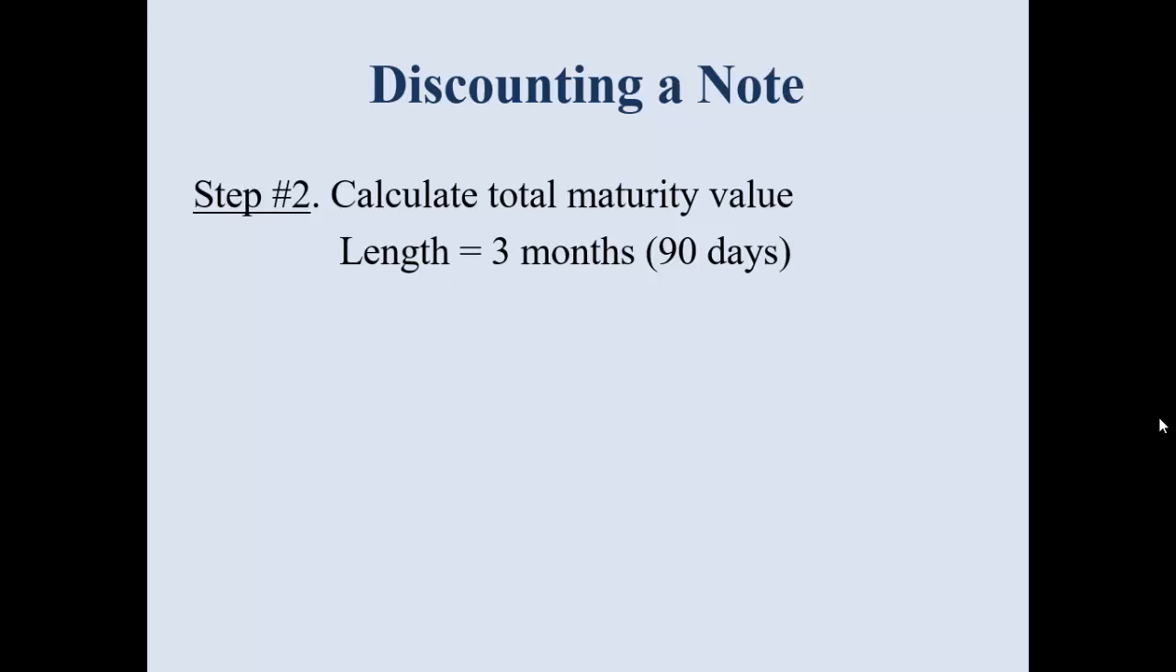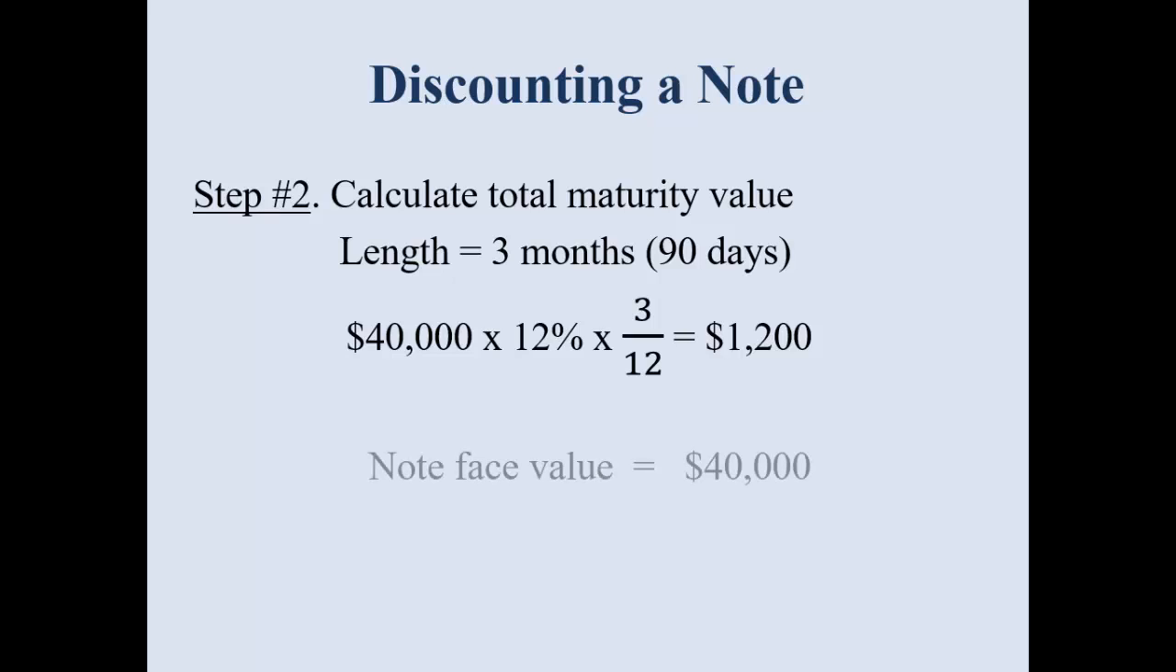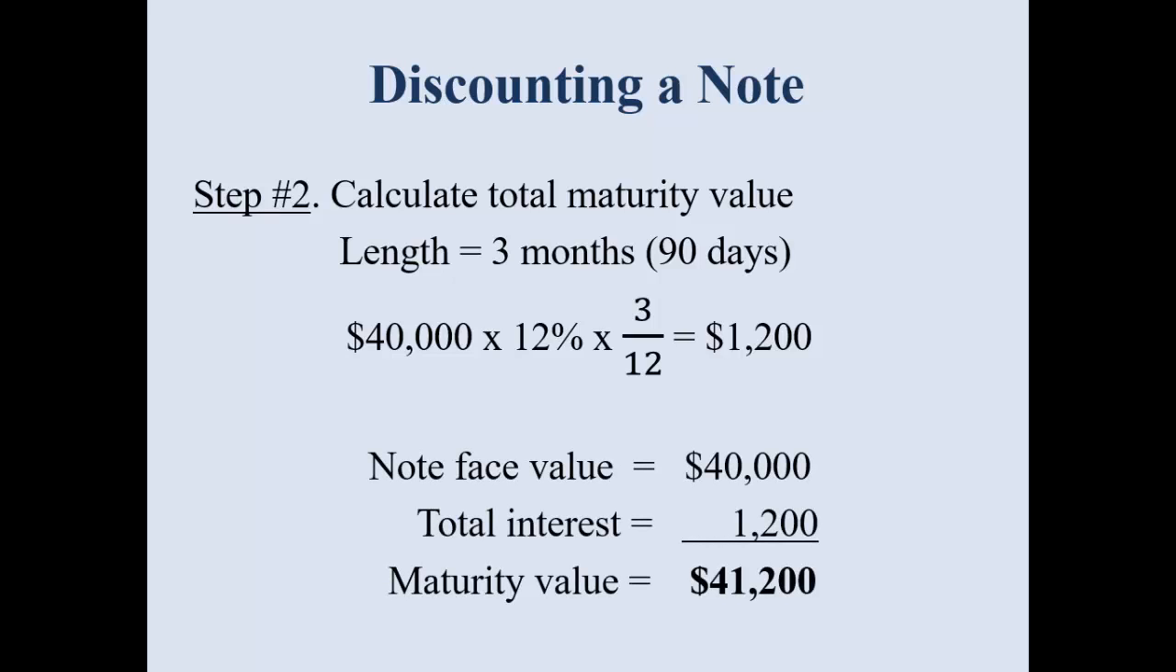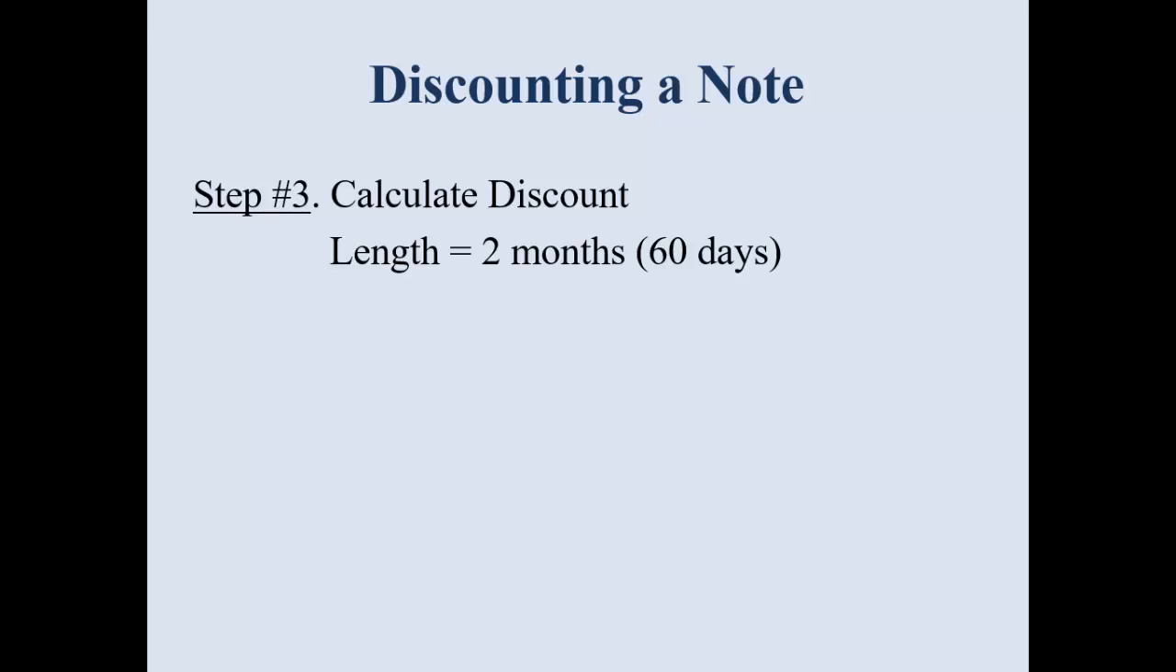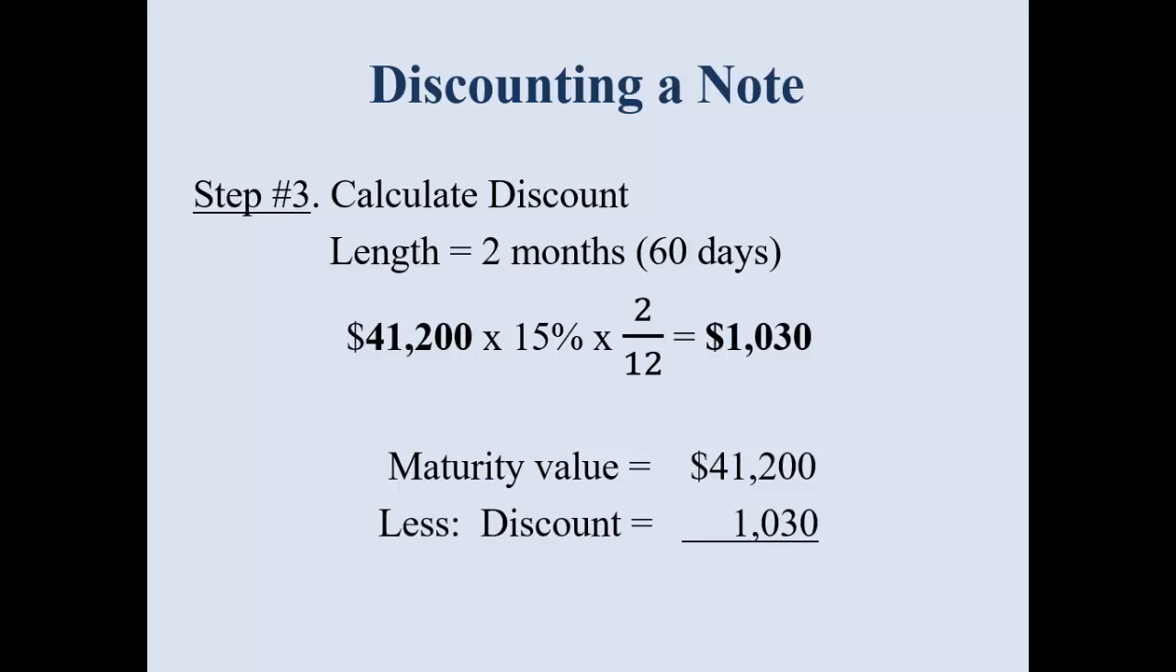Step 2, calculate the total maturity value for the 3 months: $40,000 principal plus the interest. Total maturity value is $41,200. This is the number the bank will use with their discount rate. Calculate the discount: $41,200, the principal and interest, times 15%, not 12%. They're going to charge you a fee, times the 2 months they own it. They're going to charge you $1,030. Maturity value less the discount is how much cash you get.